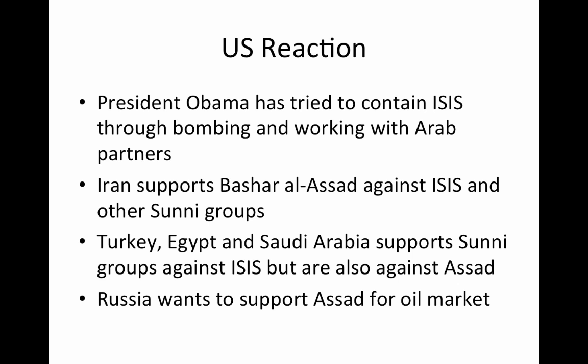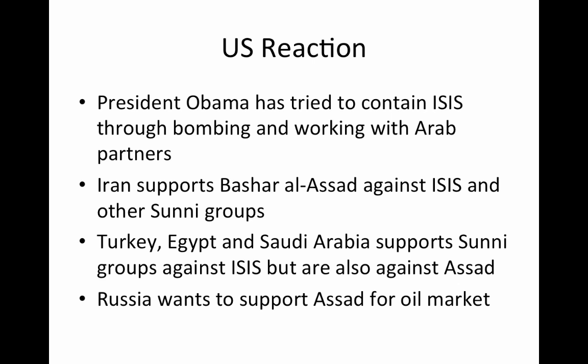However, our allies within the area are very complicated. Iran, for example, supports Bashar al-Assad because he is a Shiite, and so they support him against ISIS and other Sunni groups. And so in some ways, we're actually working with Iran, not directly, but indirectly, to stop ISIS. At the same time, Turkey, Egypt, and Saudi Arabia are all Sunni groups, and they support Sunni groups against ISIS because even though ISIS is Sunni, they know that ISIS sees Turkey, Egypt, and Saudi Arabia as corrupt. But then on top of that, Turkey, Egypt, and Saudi Arabia being Sunni are against Assad and Iran. So our allies with Turkey, Egypt, and Saudi Arabia go against our alliance with Iran.